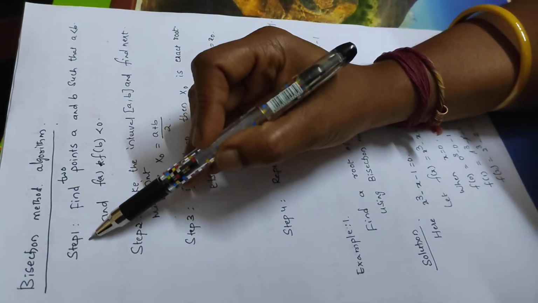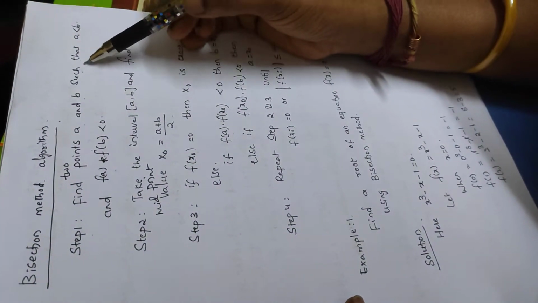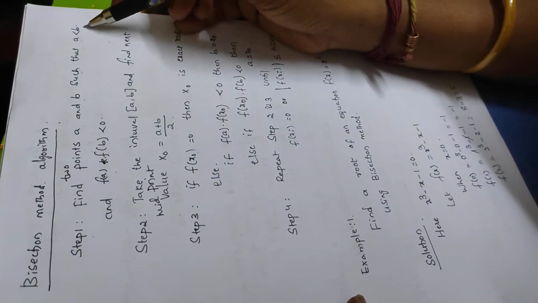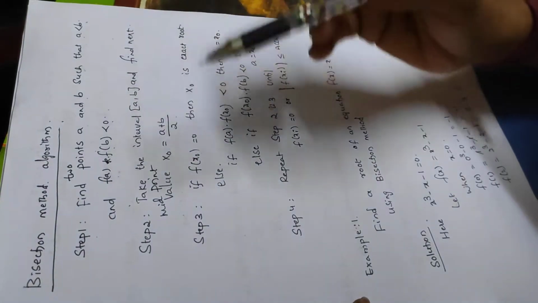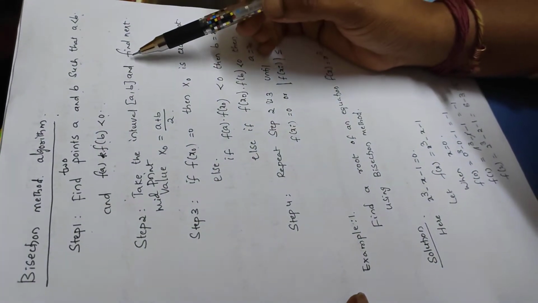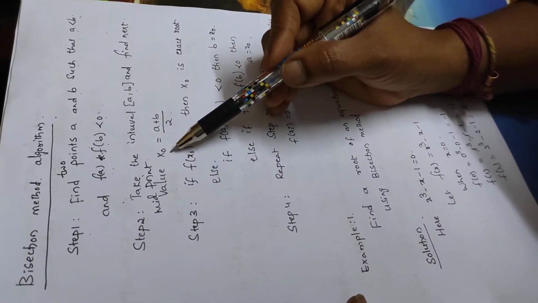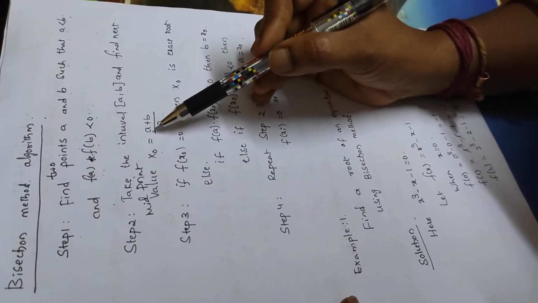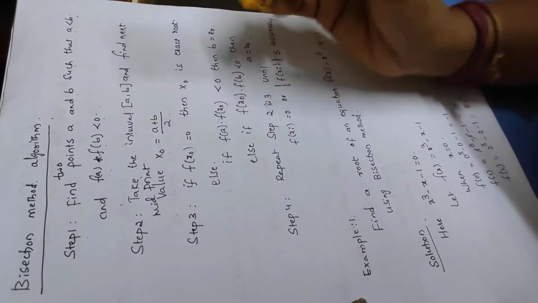Here in step 1 we have to find two points a and b such that a is less than b and f(a) times f(b) is less than 0. After that, take the interval [a, b] and find the next point, which you can call x, by adding a and b and dividing by 2.